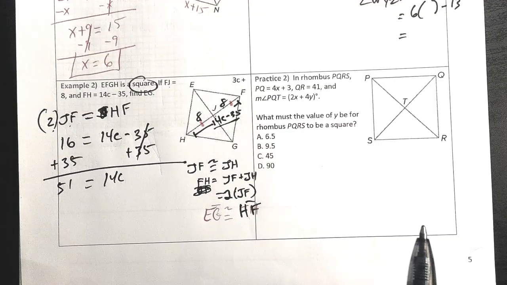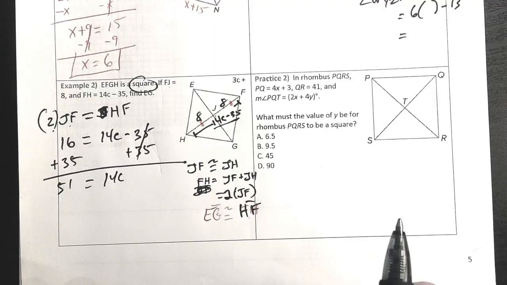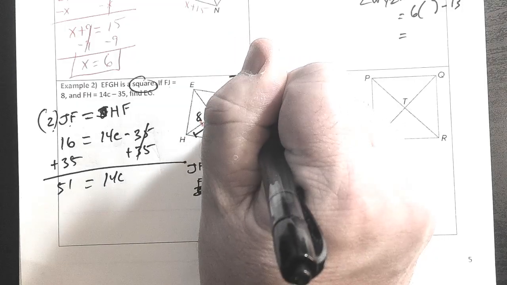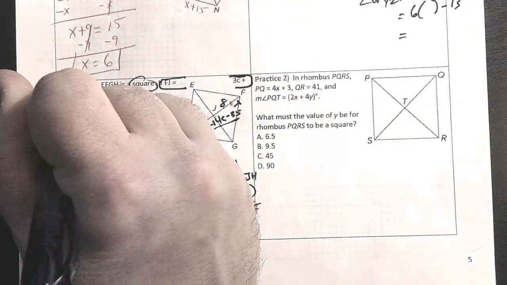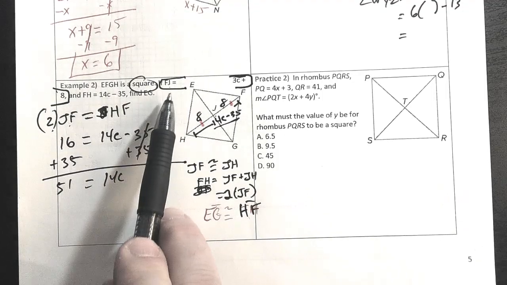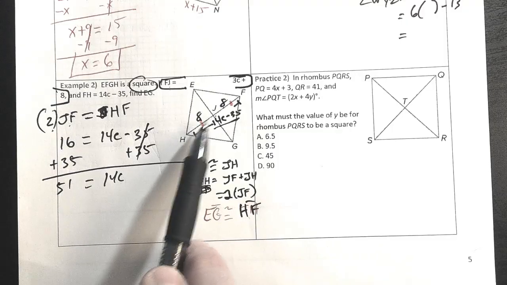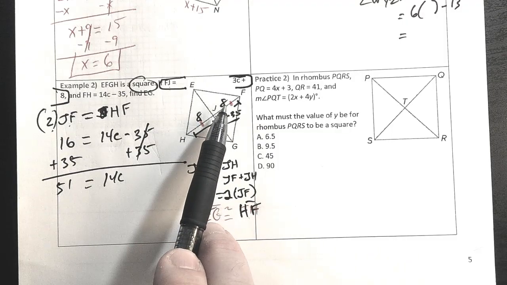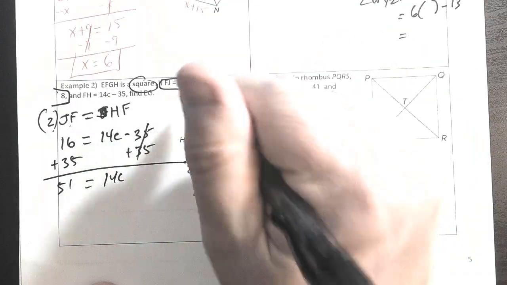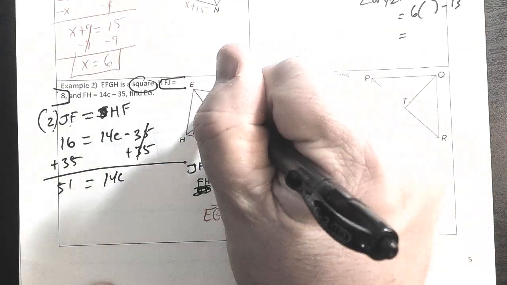Wait a minute. Oh, I missed this part. But they tell us here FG or FJ. I don't know where I got 8. Oh, I got 8. Yeah, it's not 8. It's 3C plus 8.